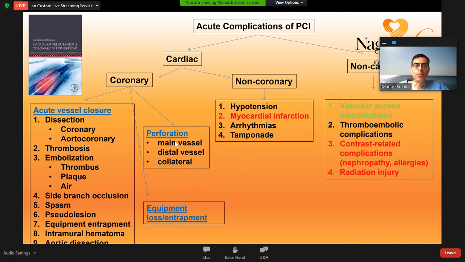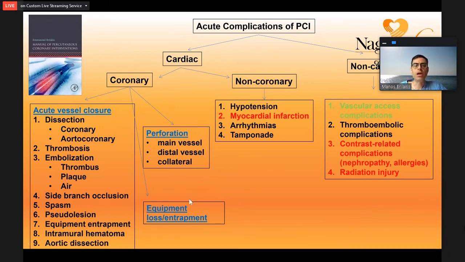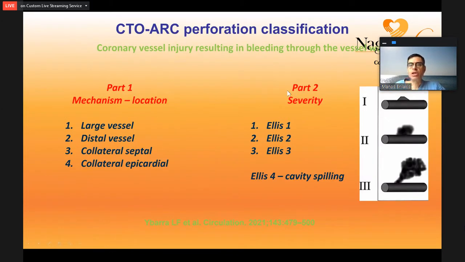You can create a perforation, you have bleeding in the pericardium, or you lose equipment. So perforation is a major complication and frequently leads to tamponade and potentially hypotension. There are two types of classifications. Traditionally, everyone has been using the Ellis classification, which is for severity, with 3 being the larger ones.